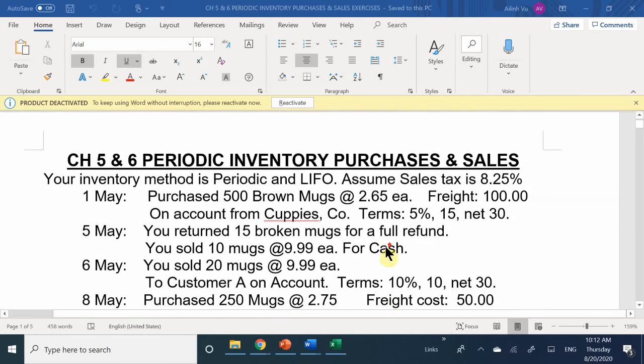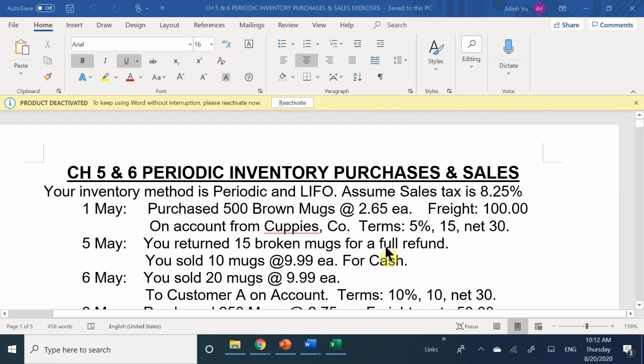Continue. All right, so on May 1st, we purchased 500 brown mugs at $2.65 each. Freight is going to be $100, and we bought this on account from Cuppies Co. Terms are 5%, 15 net 30. Okay, so let's go ahead and practice journalizing this, posting it to our inventory worksheet.